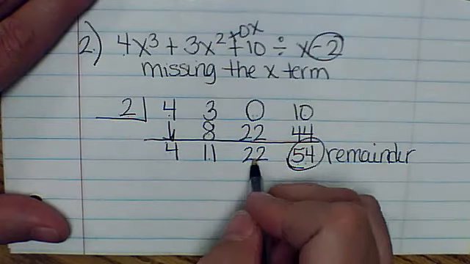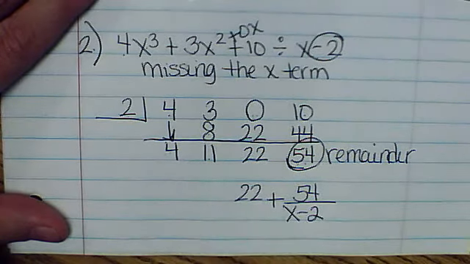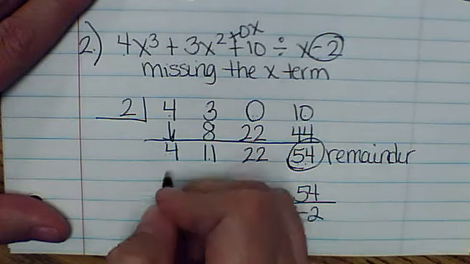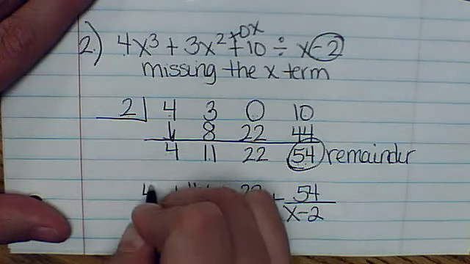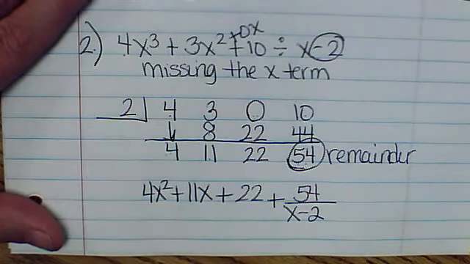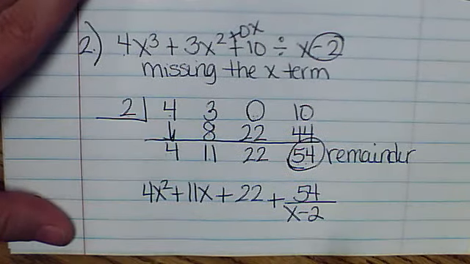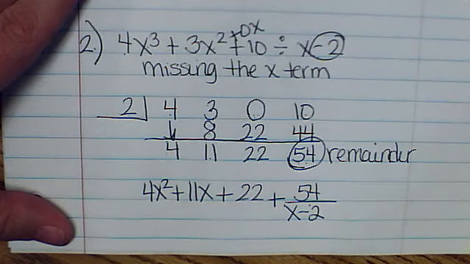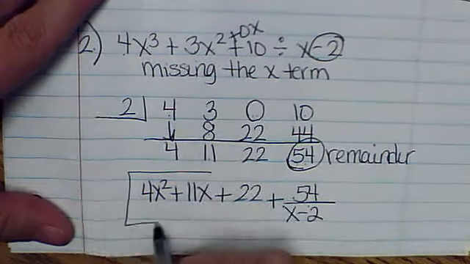forward. The 22 is a plain number. It doesn't get an x. Remember, standard form, that is just the number. Keep going forward, the 11 gets an x, and so that means that 4 gets the x squared. It has to be in standard form, and so backwards it goes remainder, number, x, x squared, and so on. And there's our answer.